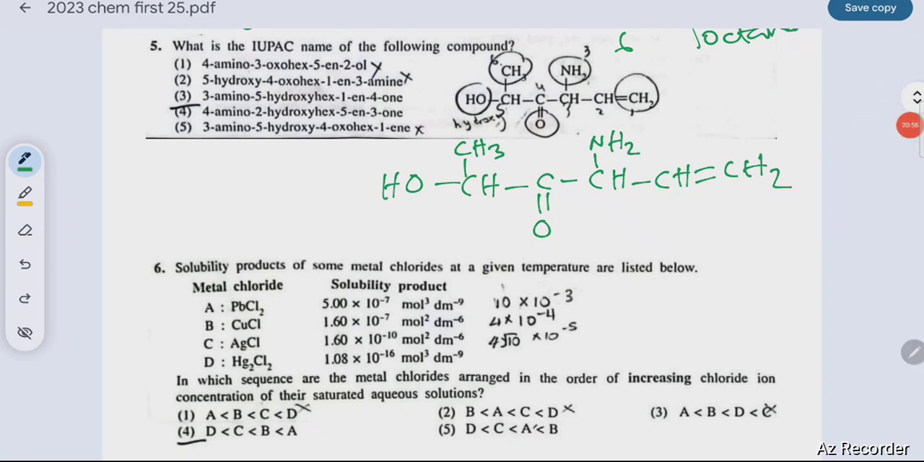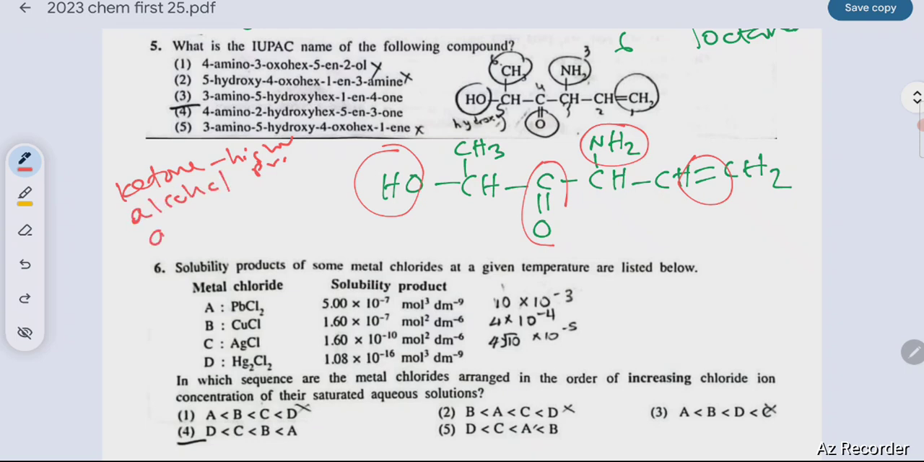Now in this type of questions, it is better if you first circle the priority groups. So the priority groups, this one, alcohol group is there, then here is a ketone, amine and a double bond, right? Now we have alcohol, ketone and amine and the alkene. Alkene is down now. So what is the highest priority from alcohol, ketone and amine? That is ketone. Ketone has the higher priority. Next is alcohol and then amine.